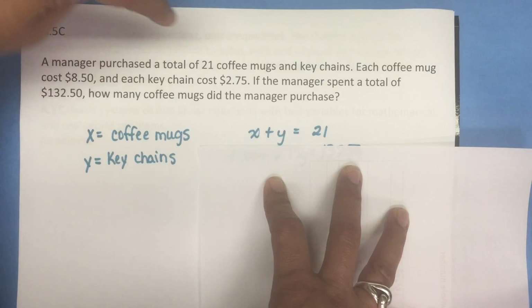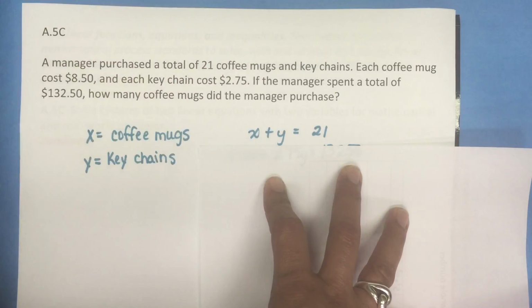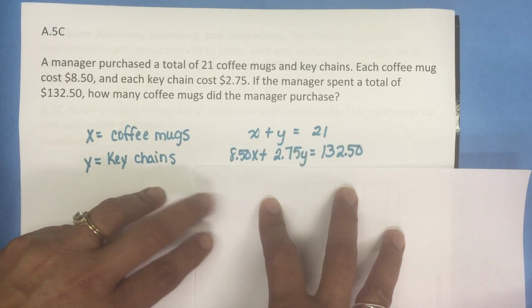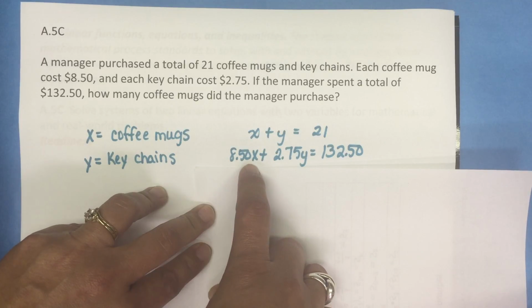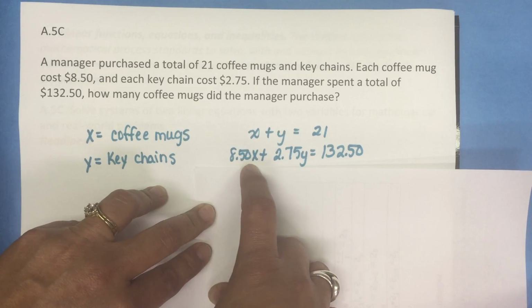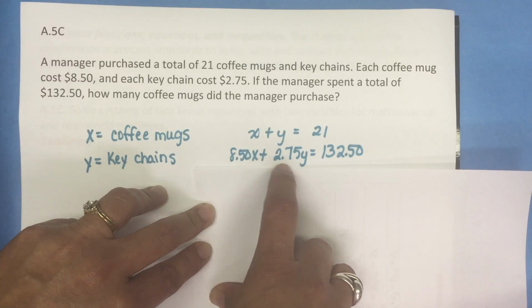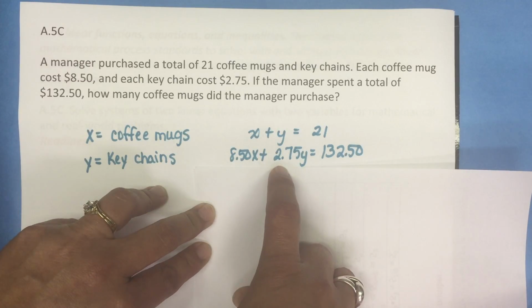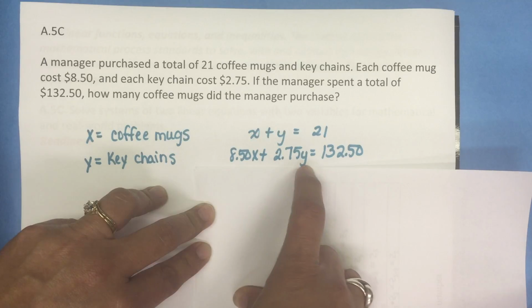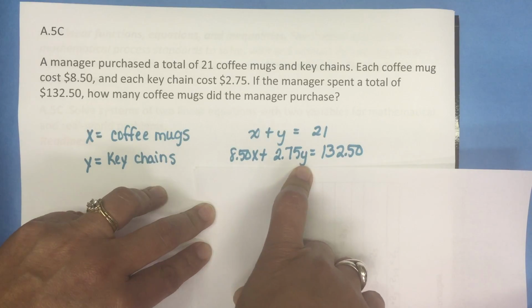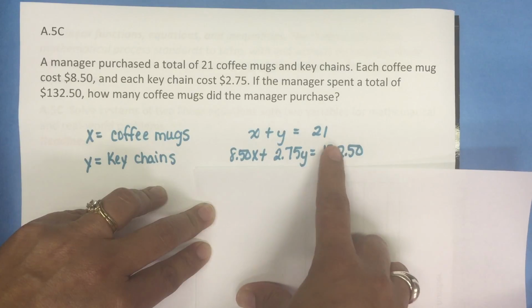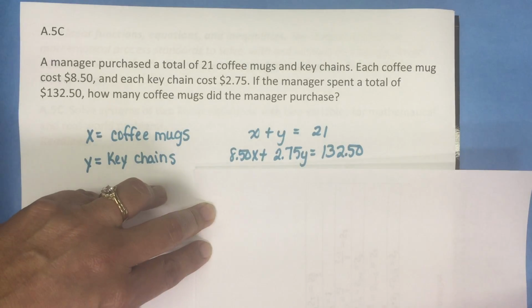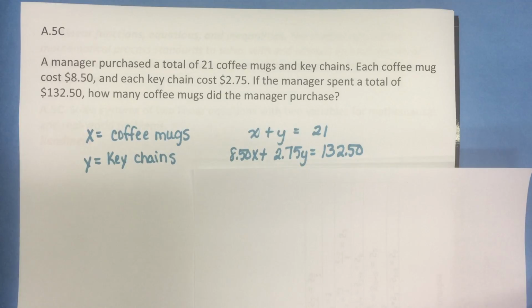We know the cost of each coffee mug as well as the cost of each keychain. So we take the cost of each coffee mug, which is $8.50, and multiply that times the number of coffee mugs the manager is going to purchase. Then we take the cost of the keychain, which is $2.75, and multiply that times the number of keychains the manager is going to purchase. That equation is going to equal the total amount of money the manager spends to buy the coffee mugs and keychains. So we have our two equations.